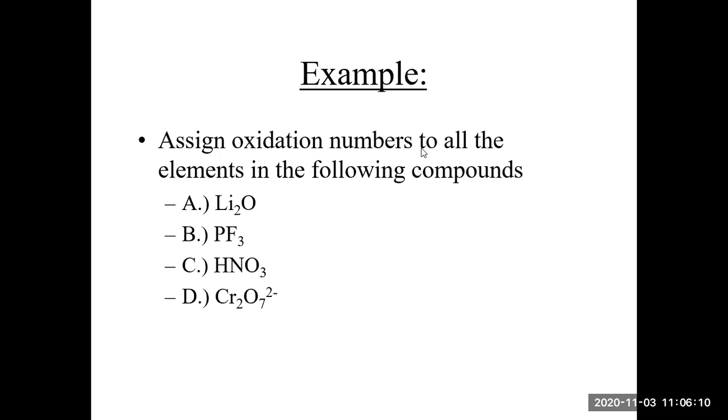Okay, so let's take a look here. So starting with our first one, we have Li2O. So starting here with oxygen, it would be -2. Lithium, which is group one, would be +1, and that's why there's two of them. So lithium would be +1. Oxygen here would be -2 in that particular case.